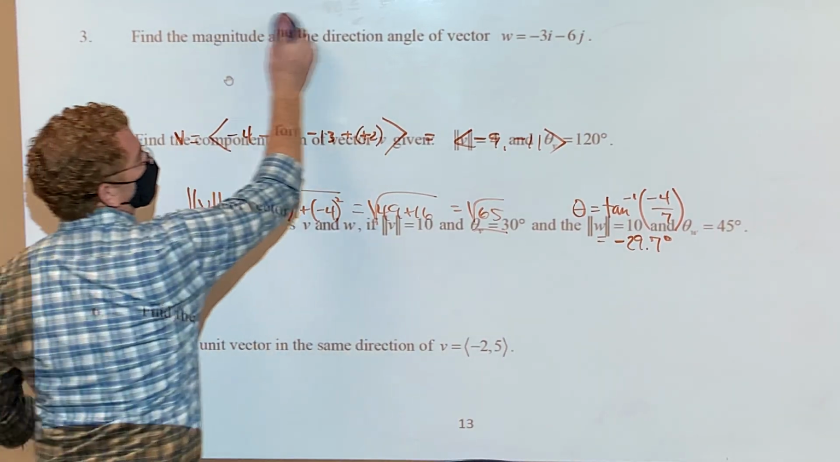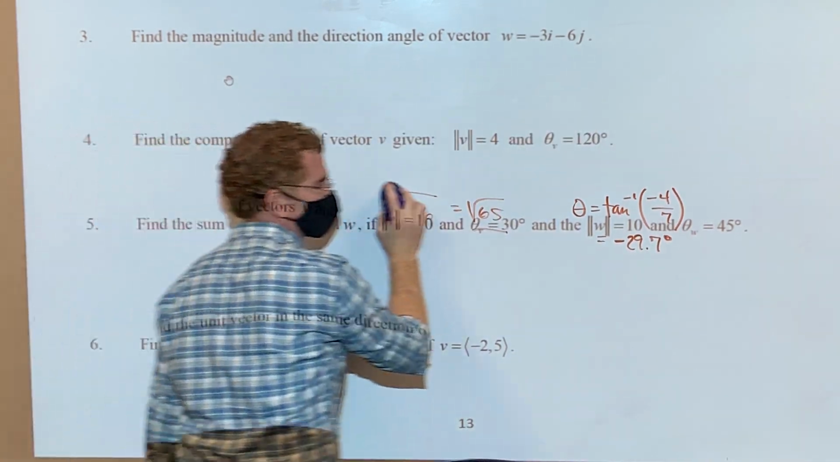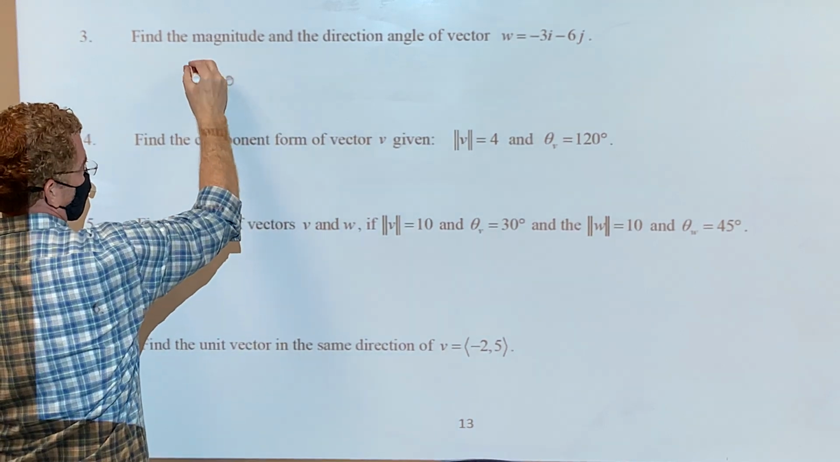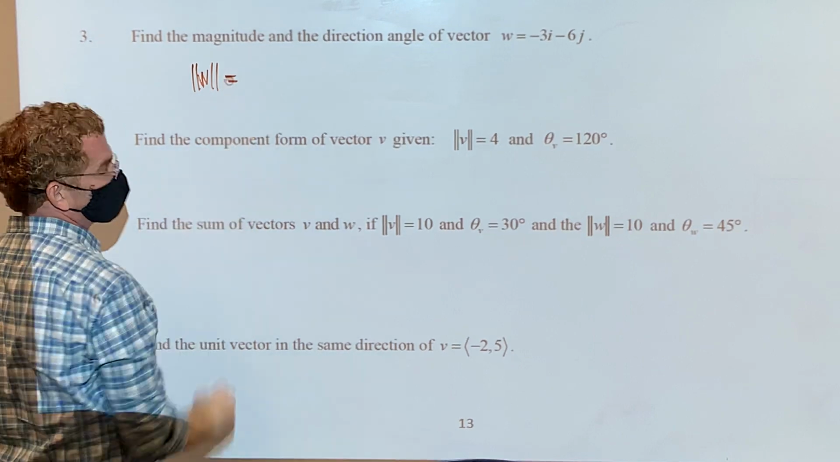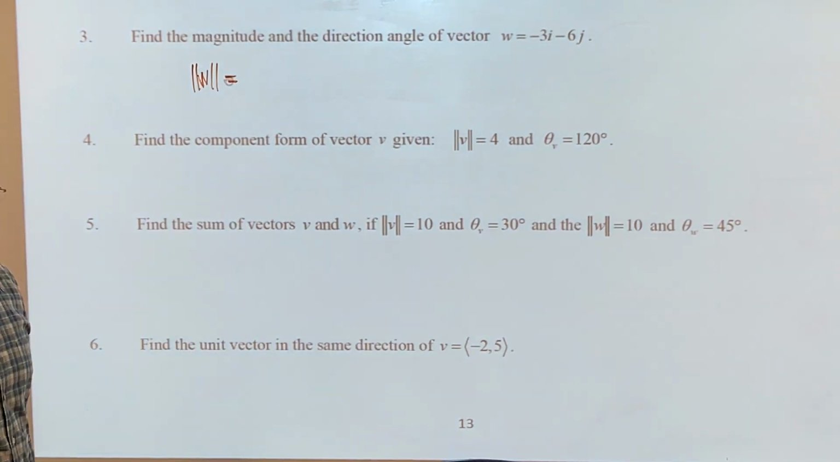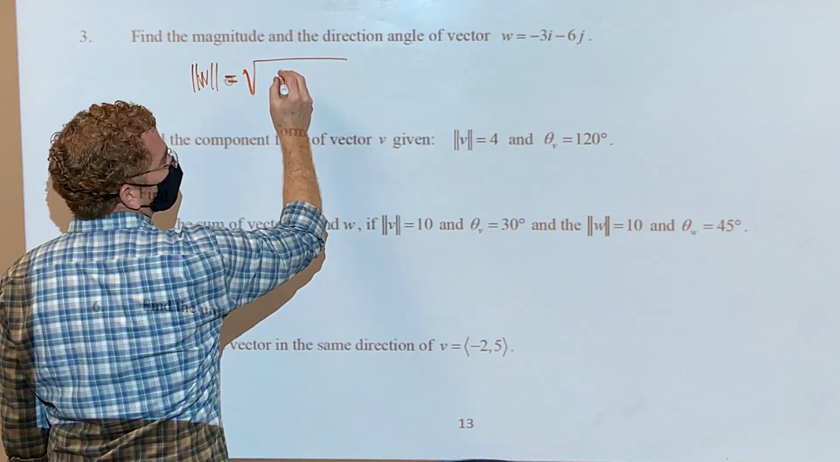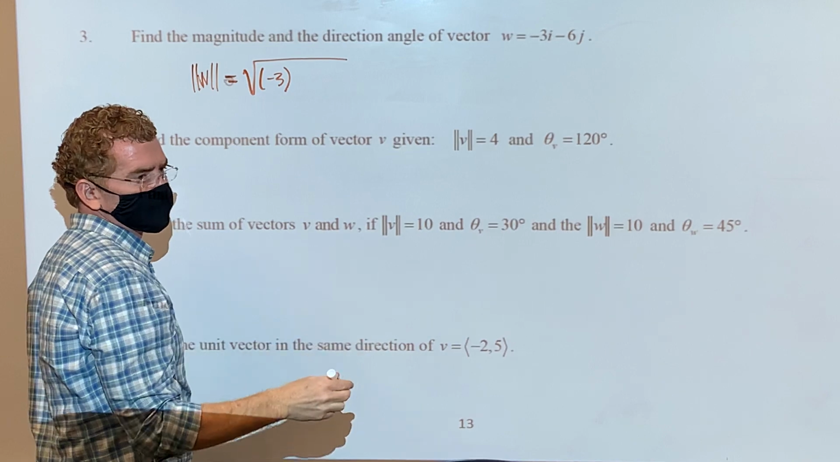Find the magnitude and the direction of that vector. Erase all of that. So how would I find the magnitude of that thing? Actually, it's vector W. So what do I do? What do I square root? That's right, the -3 and the -6. I don't square the i and the j.